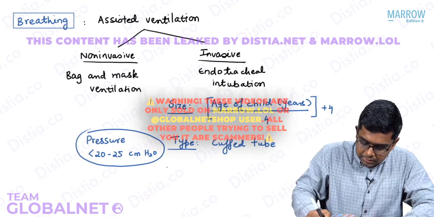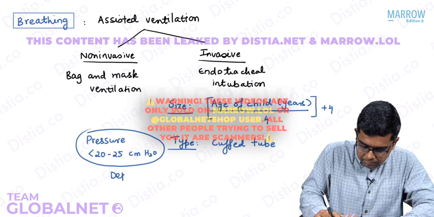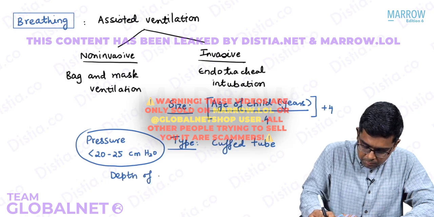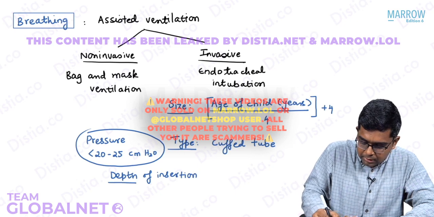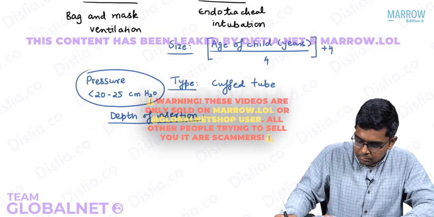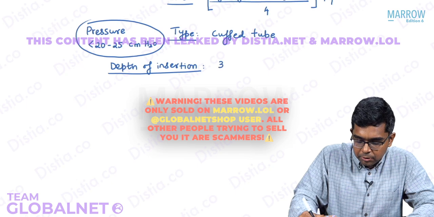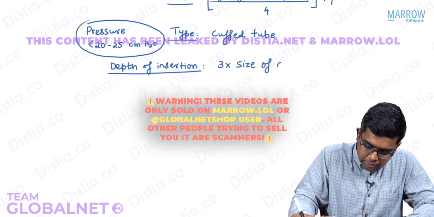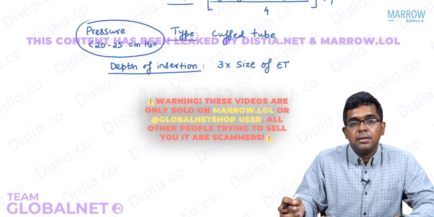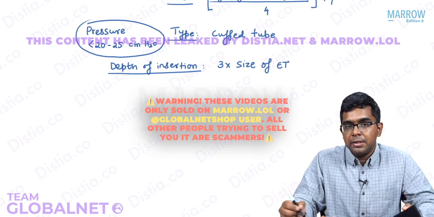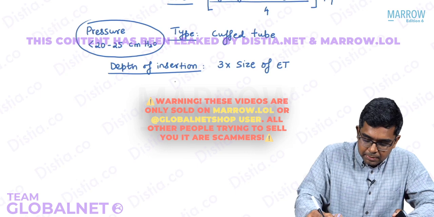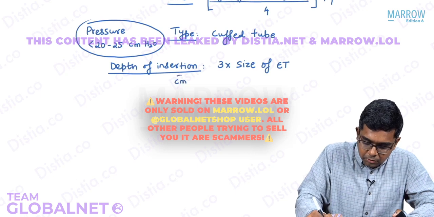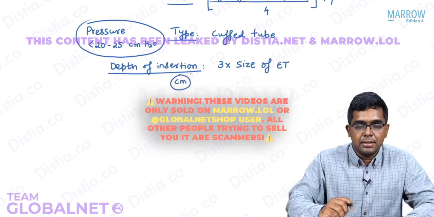Okay. Third is regarding the depth of insertion. Again, there are some formulas to calculate the depth of insertion. First formula is 3 into size of the endotracheal tube. For example, the size is 3. The depth of insertion should be 3 into 3, which is 9. It is expressed in terms of centimeters. So for the example I was talking about, it is 9 centimeters.